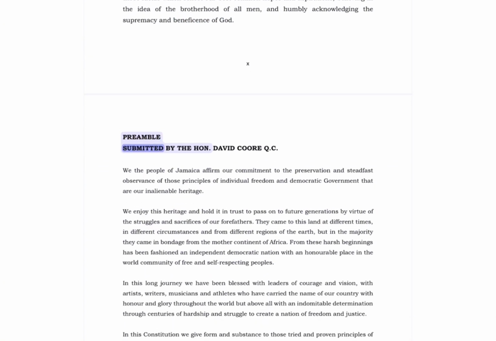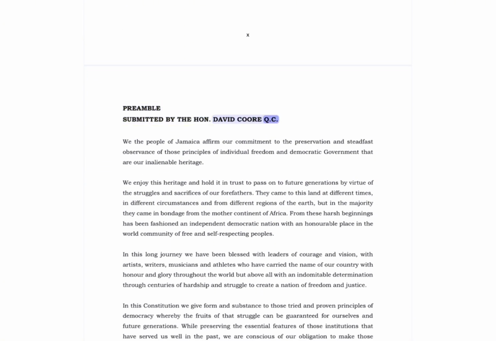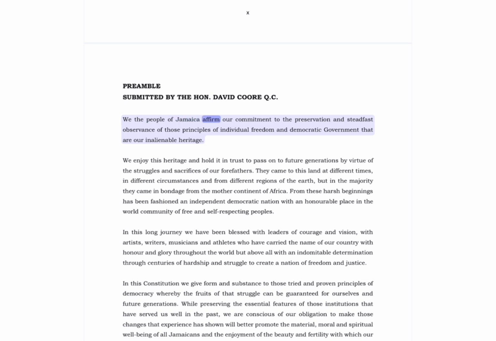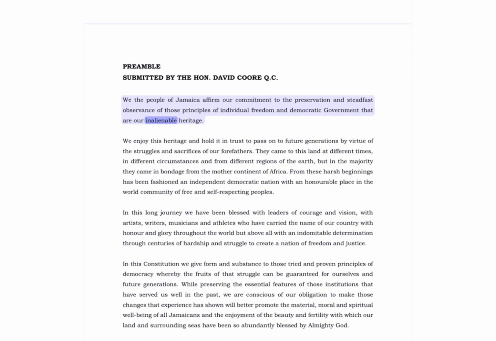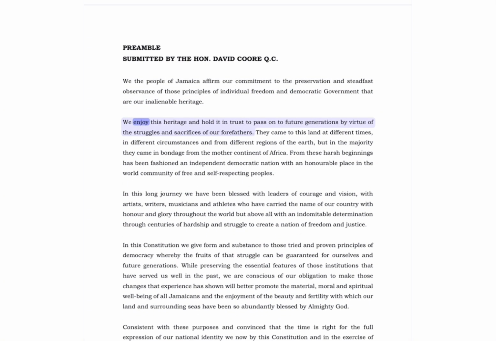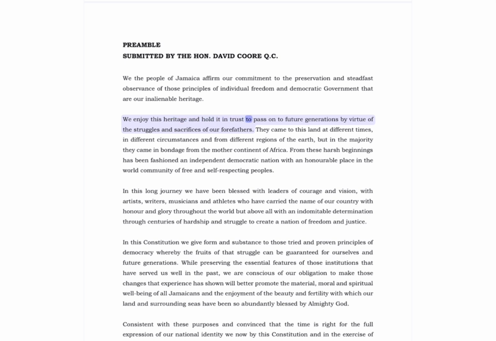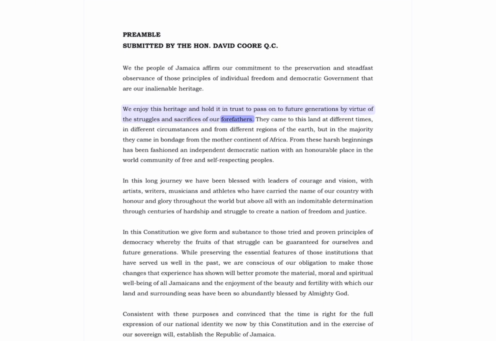Preamble submitted by the Honorable David Coore, QC. We, the people of Jamaica, affirm our commitment to the preservation and steadfast observance of those principles of individual freedom and democratic government that are our inalienable heritage. We enjoy this heritage and hold it in trust to pass on to future generations by virtue of the struggles and sacrifices of our forefathers.